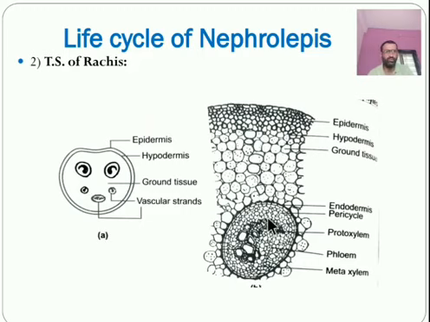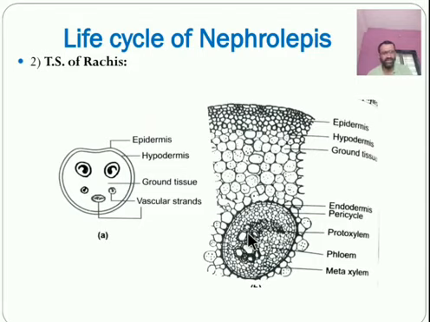The vascular system consists of 2 to 5 strands embedded in the ground tissue, and they are arranged in a horseshoe-shaped manner. Let us see, this is the structure of the vascular system, and this is a horseshoe-shaped structure, open toward the groove. Each vascular strand contains a single vascular bundle, surrounded by its own endodermis and pericycle.